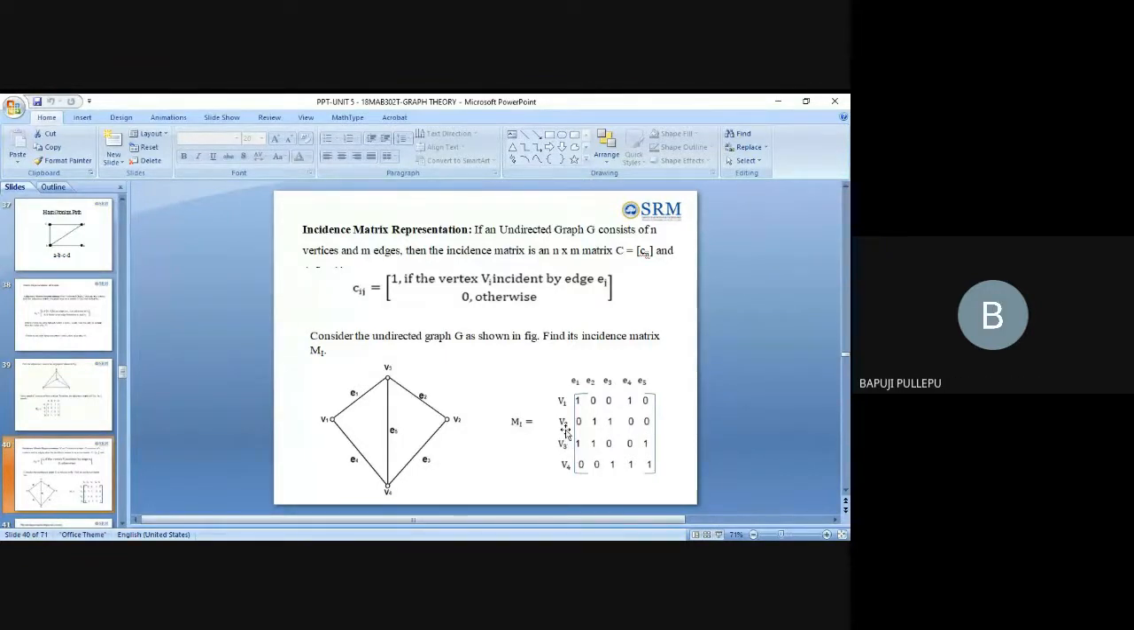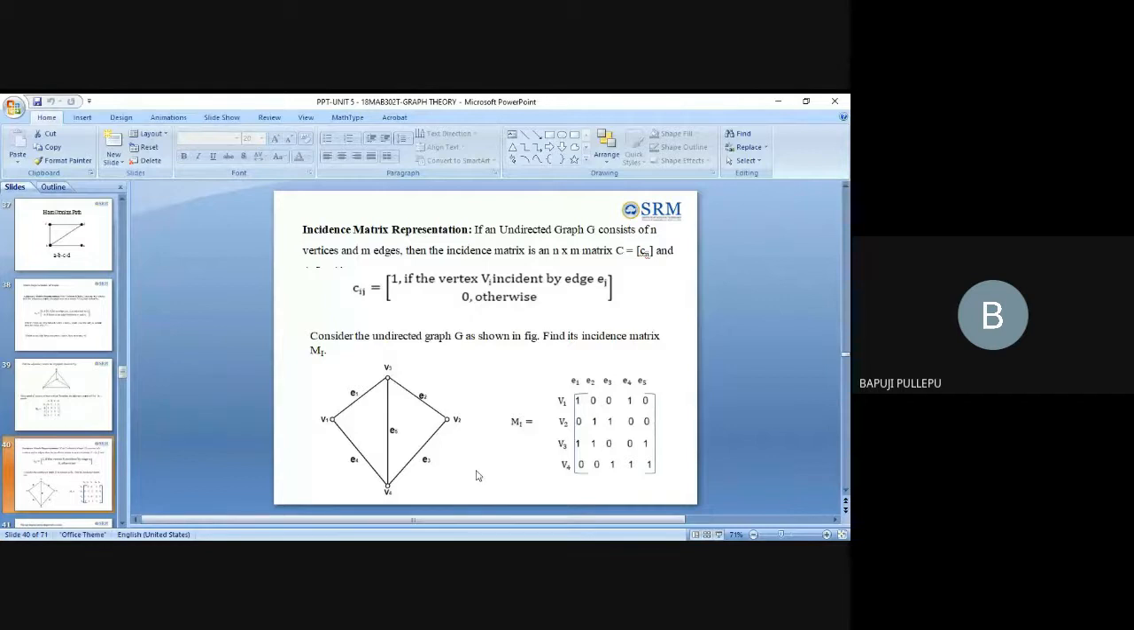Now we can take vertex 2. Vertex 2 is connected with which edges? E1 and E2. Their places you can write 1, 1. Remaining places 0. Correct? V2 E1 1, V2 E2 1, V2 E3 0, V2 E4 0. Now V3.